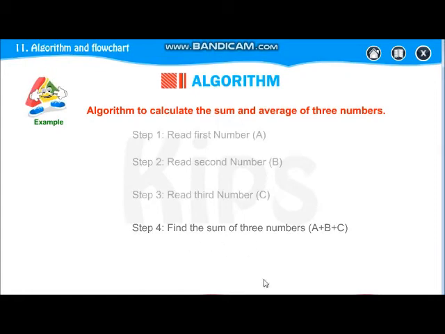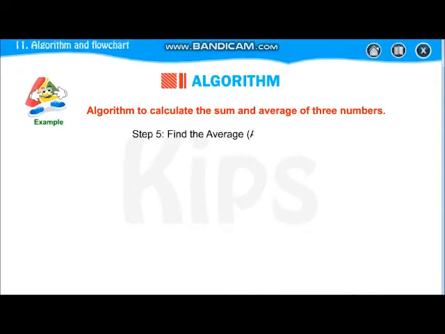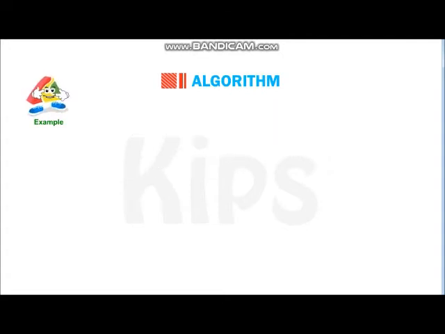Okay, this is your sum. For average, step 5, find the average. कैसे average निकालेंगे? A plus B plus C divided by 3. Step 6, display average and then stop. Okay, first sum, then average, then display average, then stop.